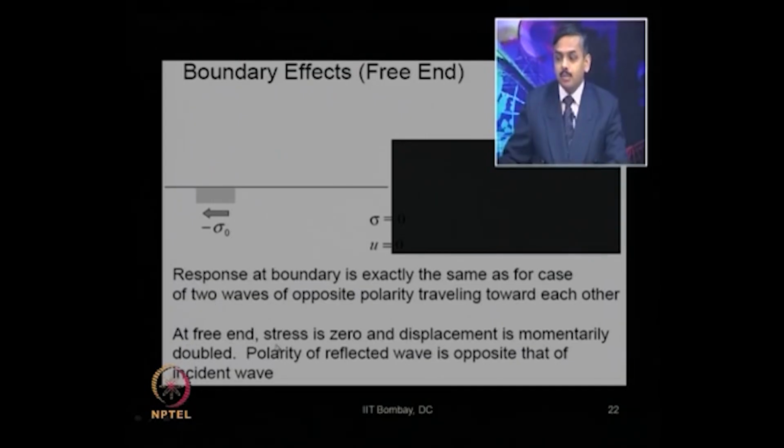So, at the free end what happens? Stress has to be 0, right. At the free end, stress release will be there, so stress cannot be there. So, stress has to be 0, but displacement is momentarily doubled. So, the polarity of the reflected wave is opposite to that of the incident wave. We will see these things through mathematical expressions also and through understanding of practical examples.